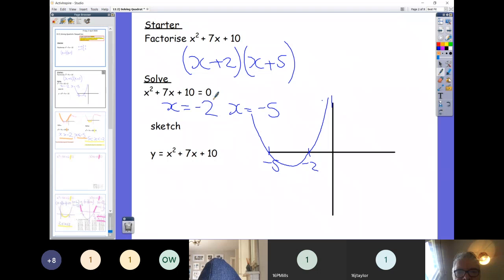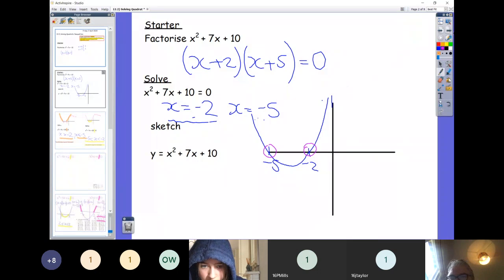Well, how do we make this first bracket 0? x is minus 2. And how do we make the second bracket 0? Well, that would be x being minus 5. So if we then go and sketch this, now we know it's going to be a positive parabola, a smiley face graph, and we know, because we've got its solutions, that it crosses the x-axis at minus 2 and minus 5. So we would then just put our smiley face going through there. We've done that before, sketching quadratic graphs.